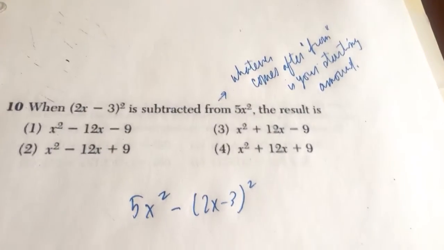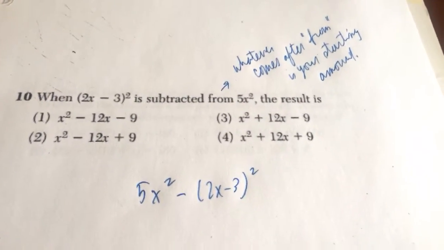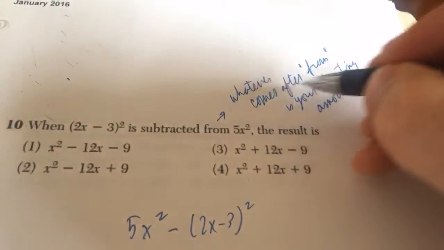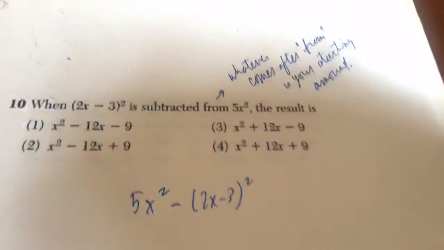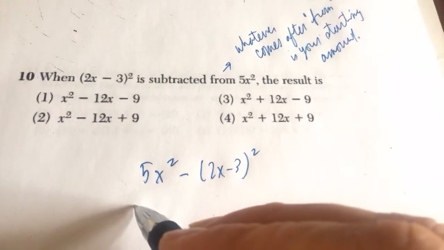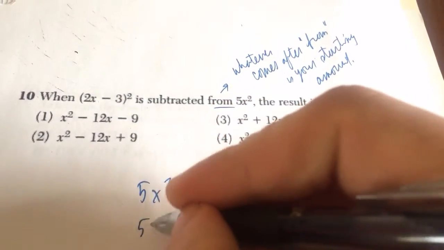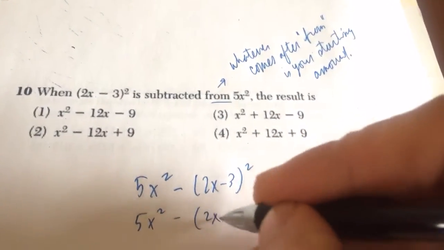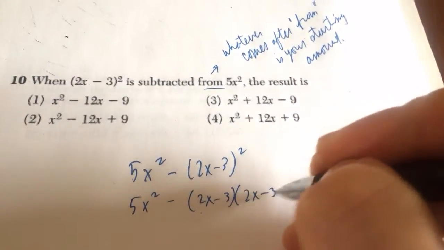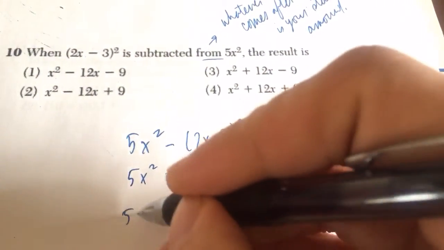When 2x minus 3 squared is subtracted from 5x squared, the result is the following. So whatever comes after the word from is your starting amount. So notice how 5x squared starts. This comes after that because of this word from. So 5x squared minus. Now I have to expand 2x minus 3 times 2x minus 3.